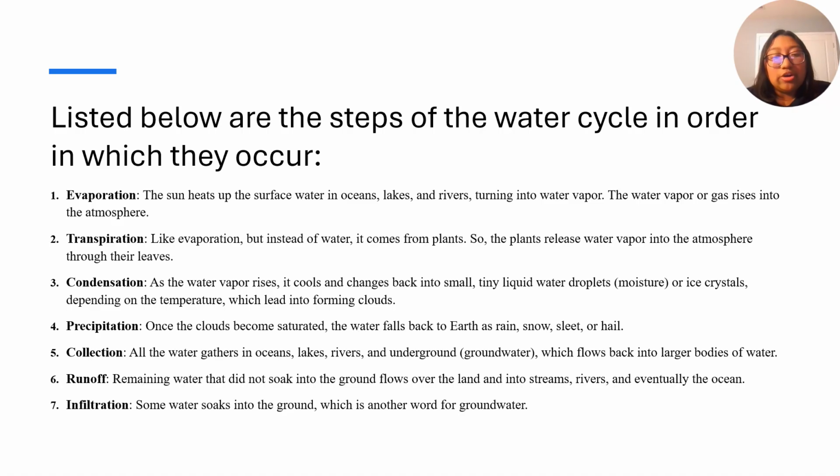Collection. All the water gathers in oceans, lakes, rivers, and underground groundwater, which flows back into larger bodies of water. Runoff. Remaining water that did not soak into the ground flows over the land and into streams, rivers, and eventually the ocean. Infiltration. Some water soaks into the ground, which is another word for groundwater.